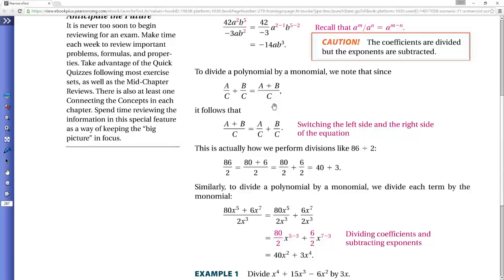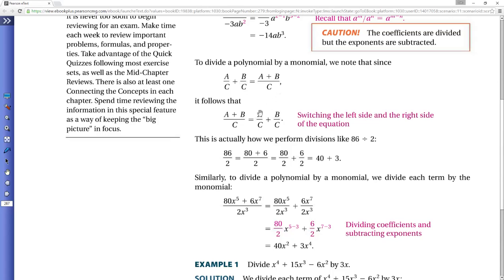It says to divide a polynomial by a monomial, we'll note that since a over c plus b over c is the same as a plus b over c, or if I want to say that in words, if I have the same denominator when I'm adding fractions, I just add the numerators, right? Well, it goes the other way too. So if I have an addition over a denominator, I can break that out into 2 fractions that are added together. So a plus b all over c equals a over c plus b over c.